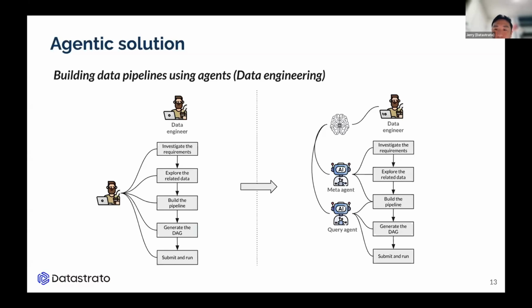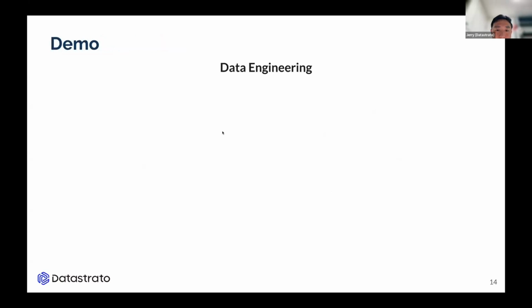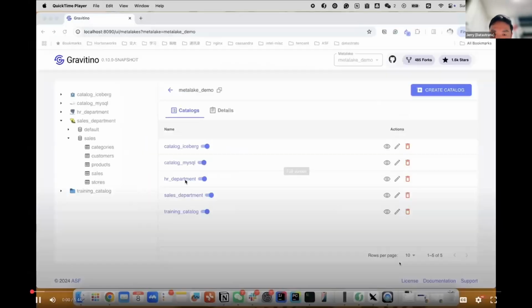With this, the data engineer can talk the requirement to the LLM. The LLM will separate the workload and dispatch the work to the different agents, and the agents will collaborate to fulfill the task. So let's see how it works.